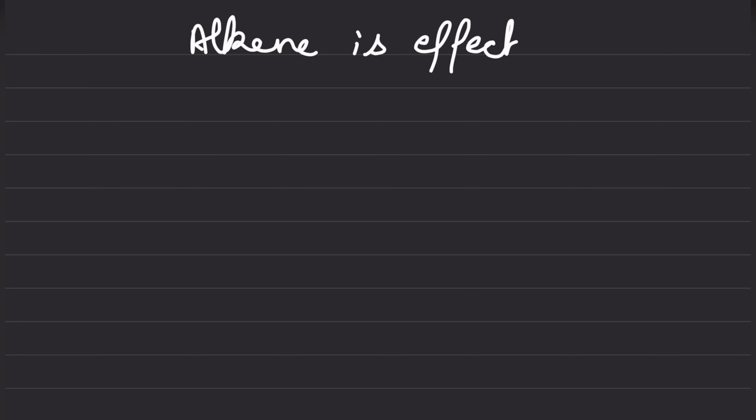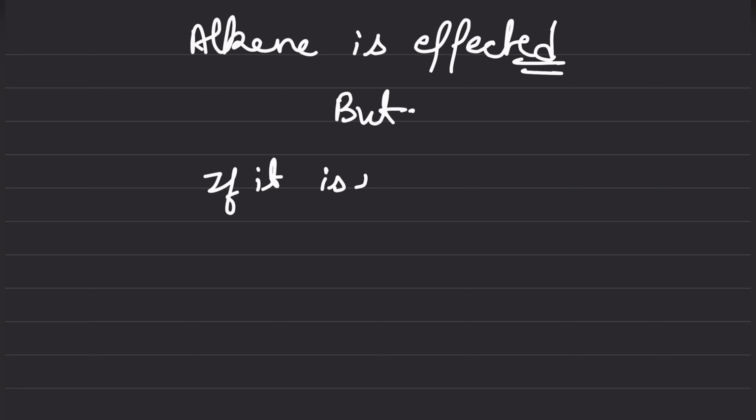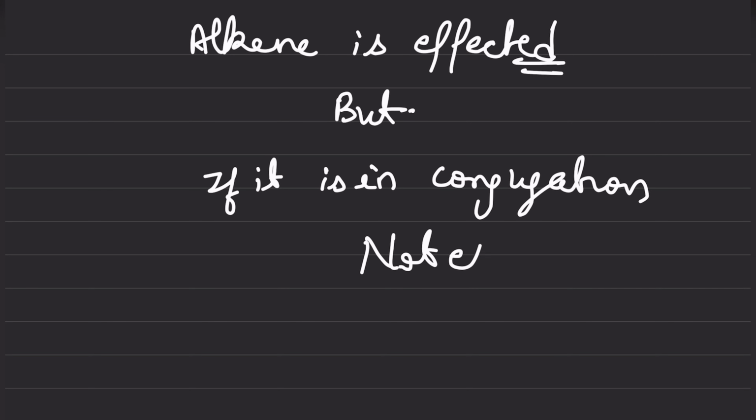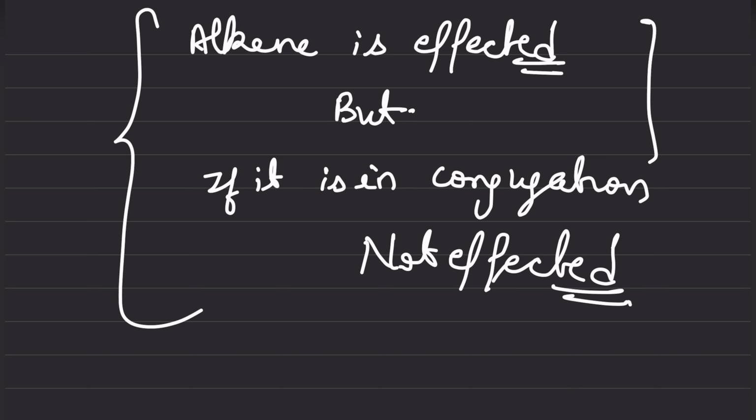We have to remember that an alkene is affected, but if it is in conjugation, it is not affected. This is the property we have to remember: if the alkene is in conjugation, it is not affected, but if it is not in conjugation, it is affected and reduced.